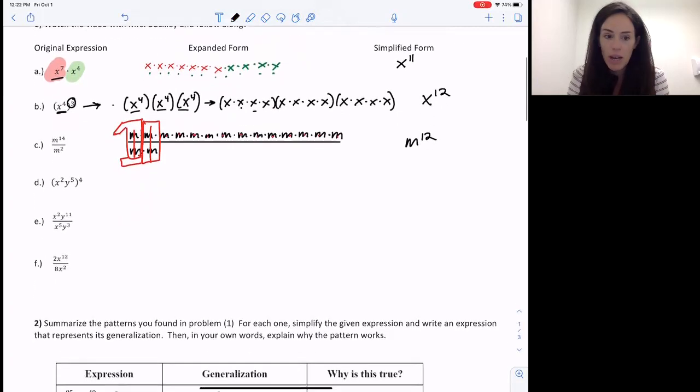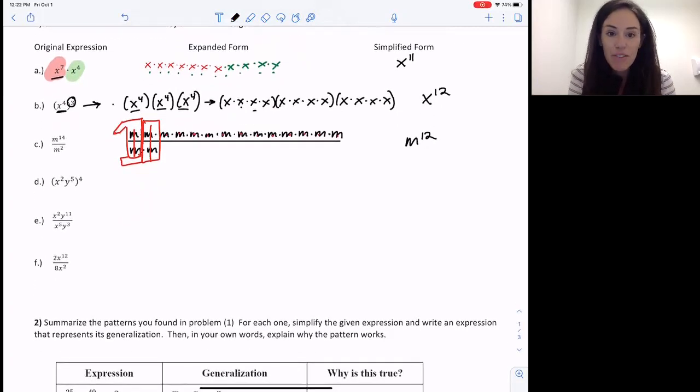Okay, I'm going to give you a couple minutes to see if you can expand and simplify the next 3 on your own. Ready, set, go.